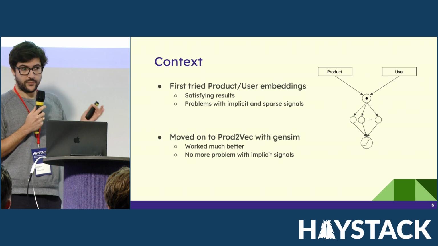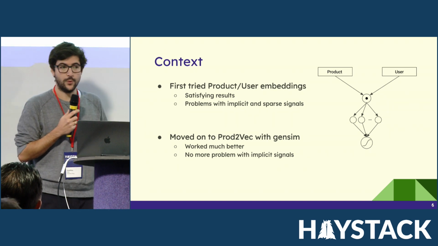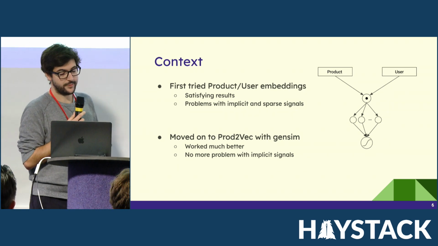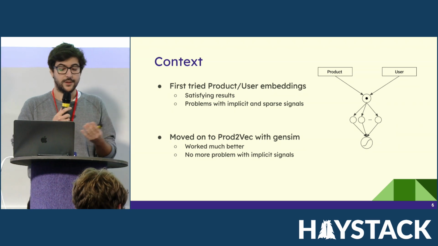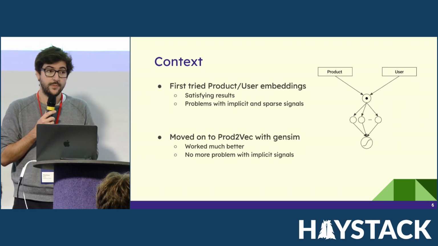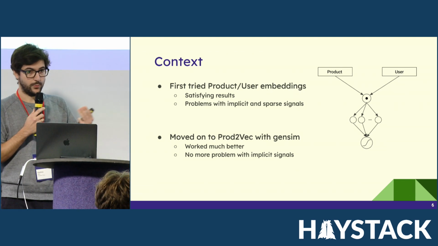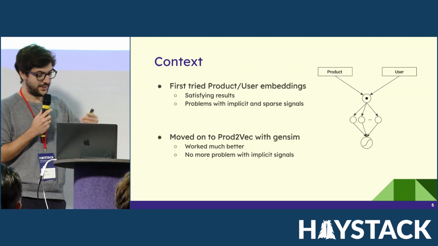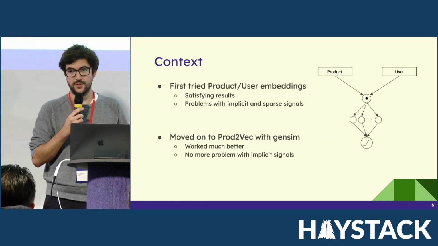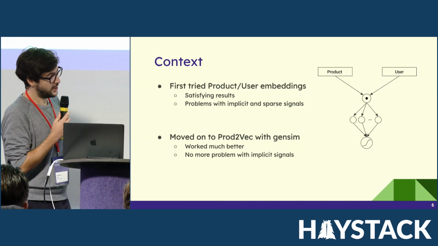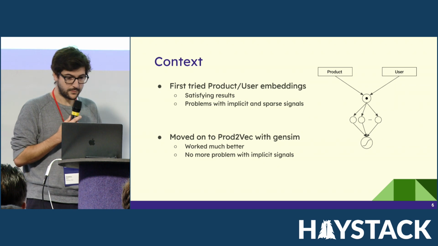We had satisfying results, though on some parts of our catalog, the similarities weren't that important. And with cosine similarity, when it's uncertain, it's very uncertain. It's very hard to differentiate between what's more and less similar.